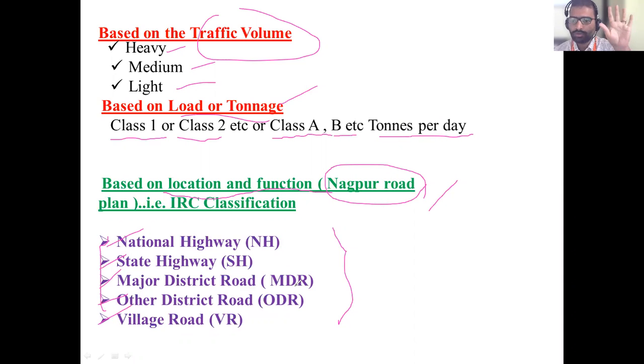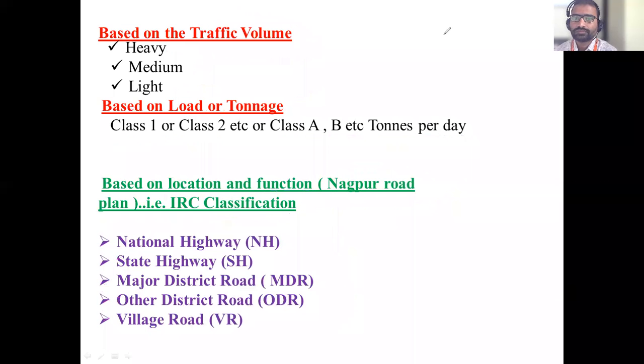Tell me along with me. National highway, state highway, major district roads, other district roads, village roads. These are the 5 classifications of roads. The IRC classification is as per which plan? Nagpur road plan. You should remember this.